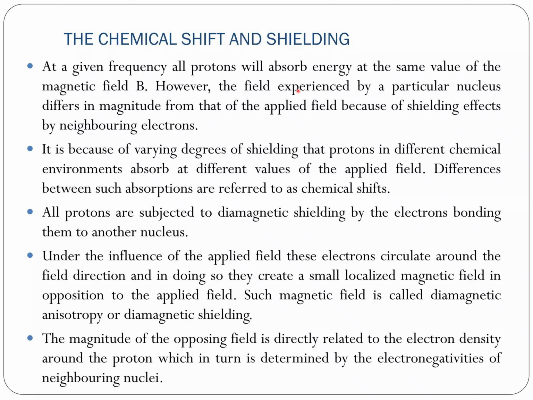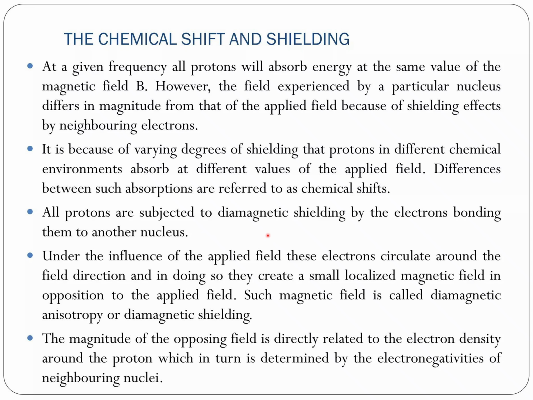The shielding effect is just due to the presence of protons and their electrons. These sometimes cause shielding, but deshielding occurs when there is some heteroatom or some electronegative atom. So actually shielding is due to the presence of the proton, and each proton has one electron, and shielding is by the electron, nothing else. It is because of the varying degree of shielding that protons in different chemical environments absorb at different values of the applied field. Differences between such absorptions are referred to as chemical shift.